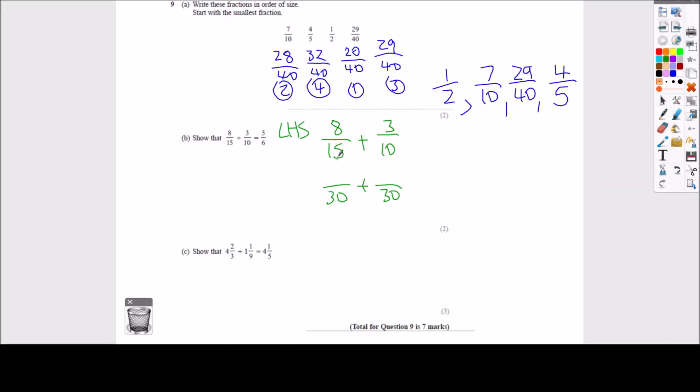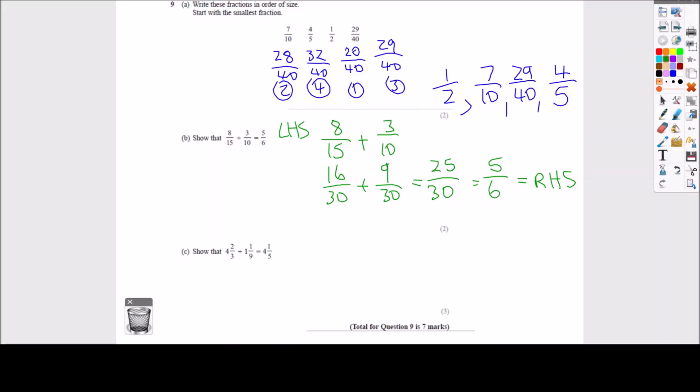So 8 over 15, how do I convert that into an equivalent fraction? I multiply top and bottom by 2. And then with my 3 over 10, how do I turn that into something over 30? I multiply top and bottom by 3. 3 3s are 9. So 16 over 30 and 9 over 30, or 16 add 9 is 25 over 30. And if I divide top and bottom by 5, I get my 5/6, which is my right hand side. So I have shown what I needed to show.